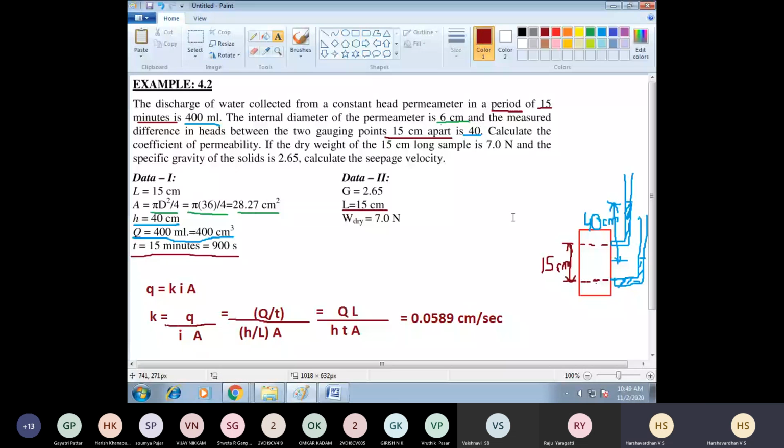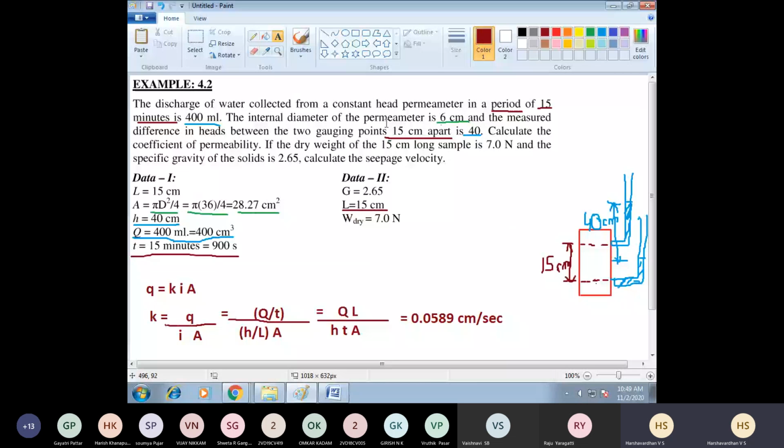Q is 400 centimeter cube. Capital L, length is 15 centimeter. H, that is the head, is 40 centimeter. Time taken is 15 minutes or 900 seconds. And we have measured the cross-section area as pi d square by 4, pi into 6 square by 4, that is 28.27. Okay. So this is the first part of the problem. Calculate the coefficient of permeability.